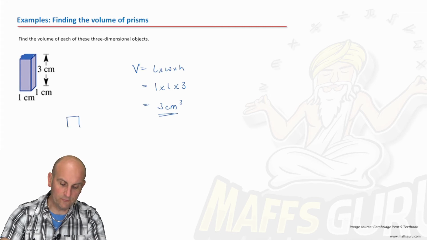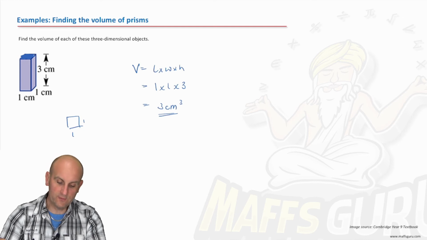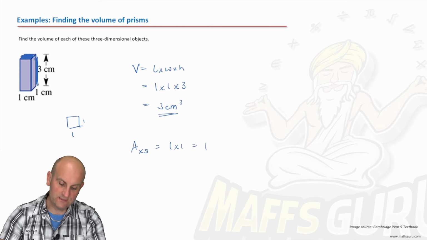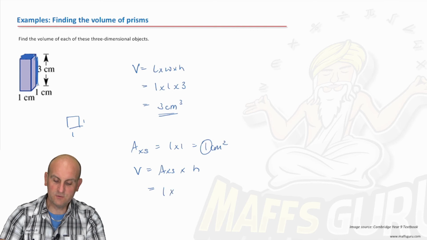But actually, I'm going to say, well, what's the area of this front face here? If we look at it and draw that square, we know it's 1 by 1. So the area of cross-section is equal to 1 times 1, which is 1. And I'm going to multiply it by how high it is or how deep it is. So my volume, which is area of cross-section times height, is 1, which we should really write as centimeters squared, multiplied by my height, which is 3, which once again gives me 3 centimeters cubed.